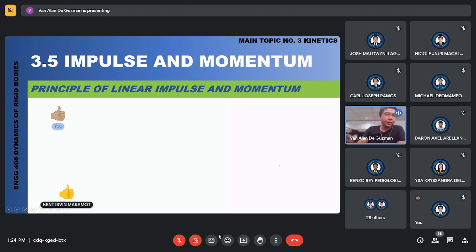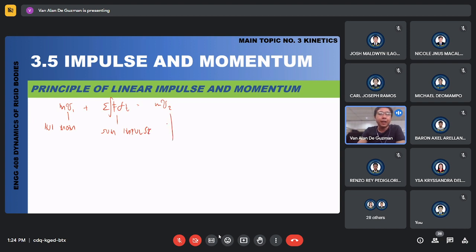Ano nga po ba ulit yung ating equation? Isa-isahin natin yung mga components niya. Forces dt is equal to mass times velocity. This first one right here, this is associated with the initial momentum. This one right here, ito naman yung summation ng impulses. And lastly, equal siya sa ating final momentum. Okay? Where tayo dun, class? Clear po tayo dun?